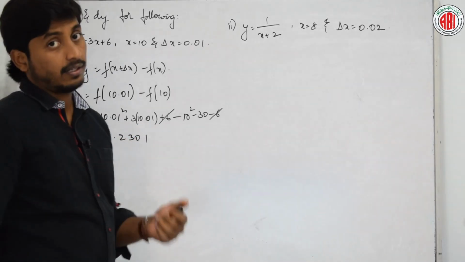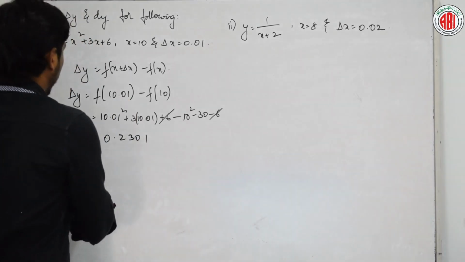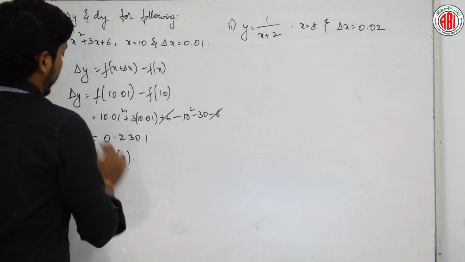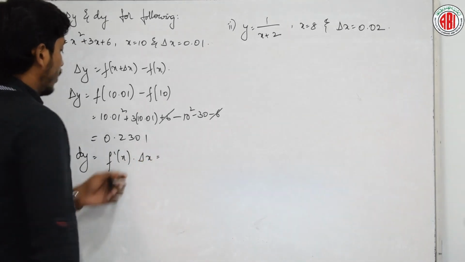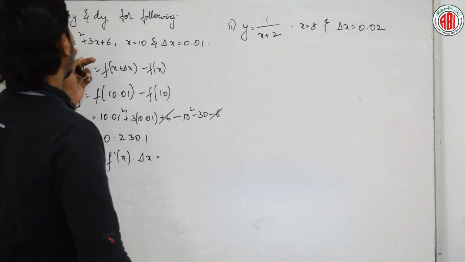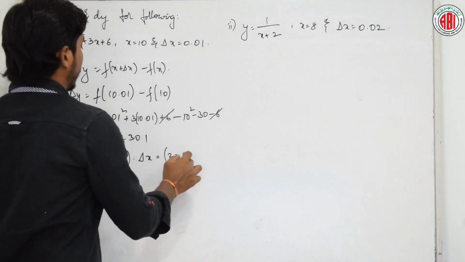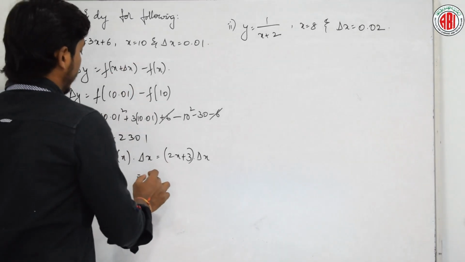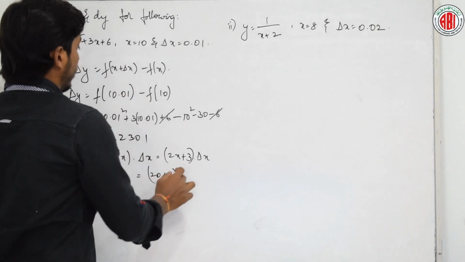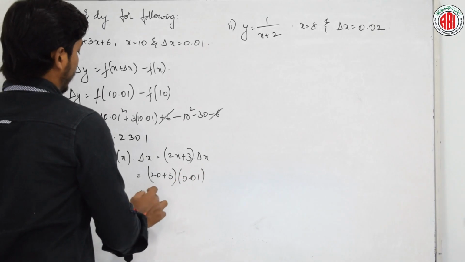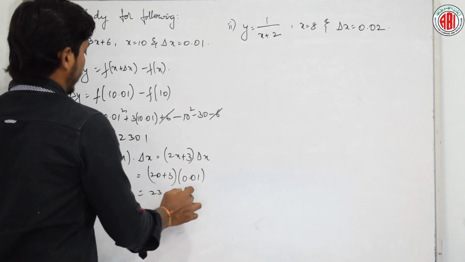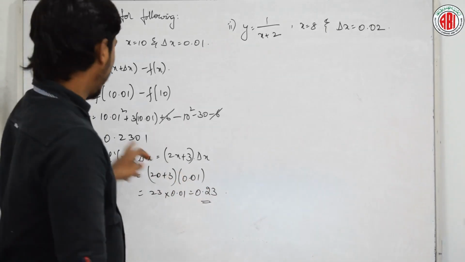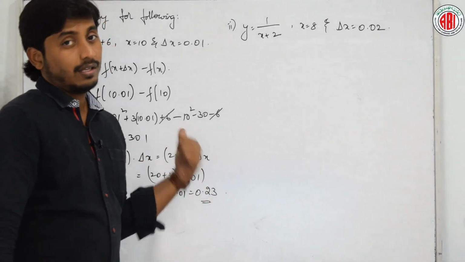We can simplify it. Similarly, what is the formula of dy? dy ka formula is f dash x into delta x. What is f dash x? Tell me. 2x plus 3, isn't it? Into delta x. What is x? 10. That is 20 plus 3 into 0.01. That is nothing but 23 into 0.01. That is 0.23. Mostly you will have the same answer.